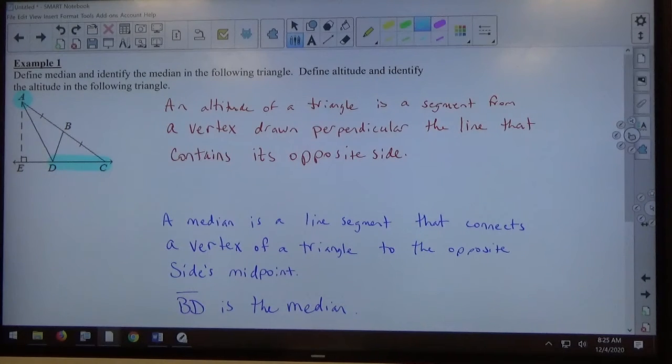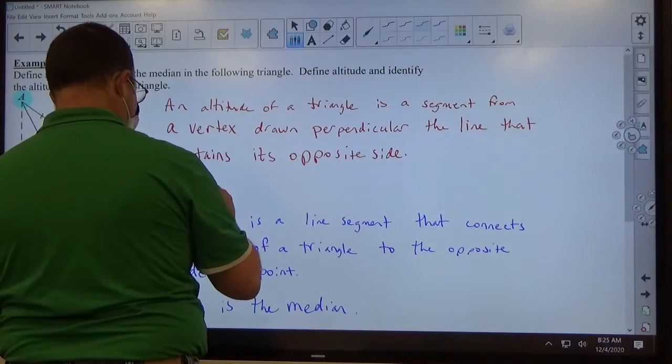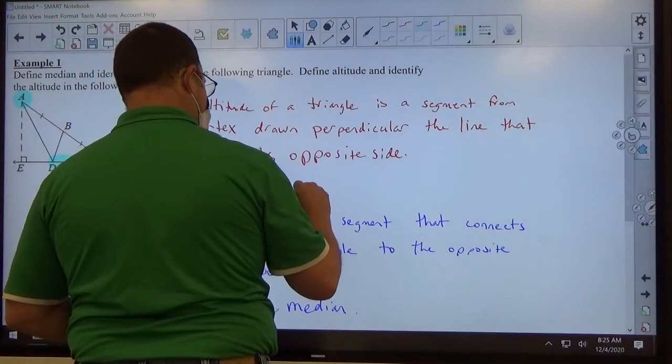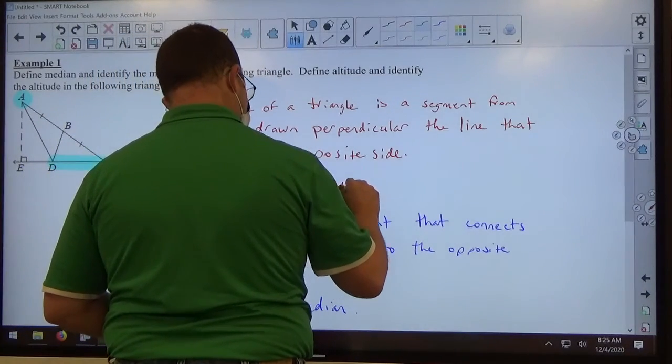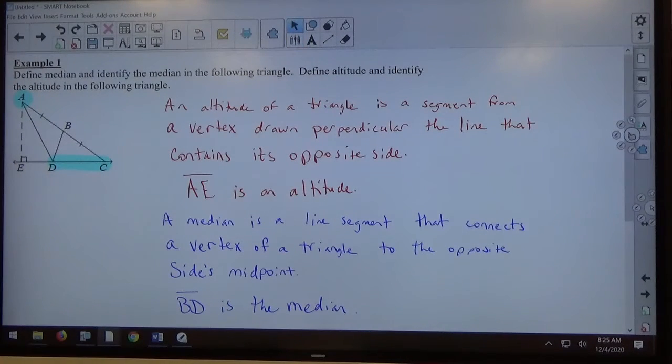So when you're looking at altitude of a triangle, it's the segment from a vertex perpendicular to either the opposite side or the line it sits on. So in this case, AE is an altitude. Every triangle has 3 medians. Every triangle has 3 altitudes. Okay. This triangle, we've only identified BD as one median and AE as 1 altitude.